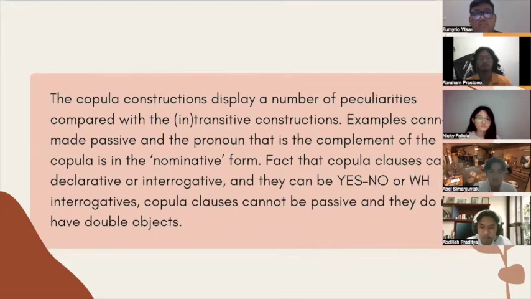The copula constructions display a number of peculiarities compared with the intransitive constructions. Examples 11A to C cannot be made passive, and the pronoun that is the complement of the copula is in the nominative form. In fact, the copula clauses can be declarative or interrogative, and they can be yes/no or WH interrogative. Copula clauses cannot be passive, and they do not have double objects.